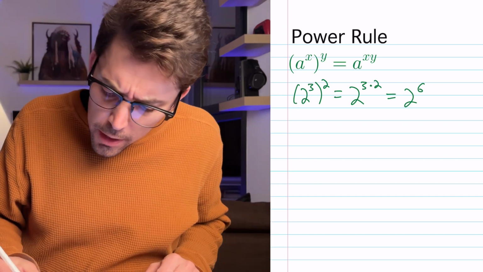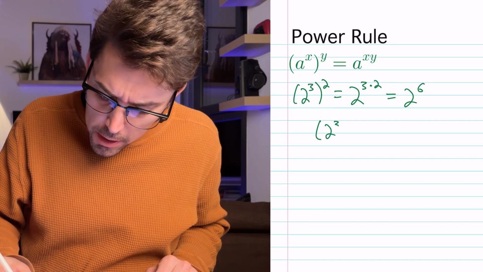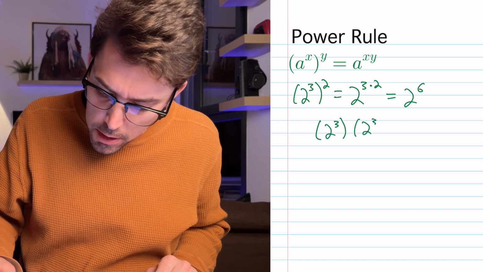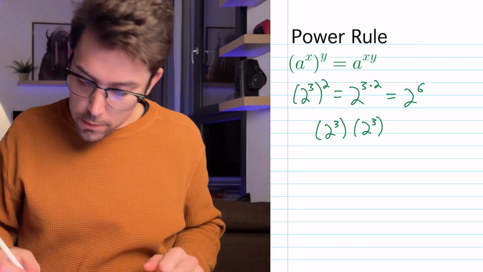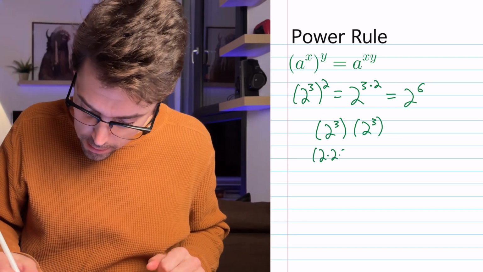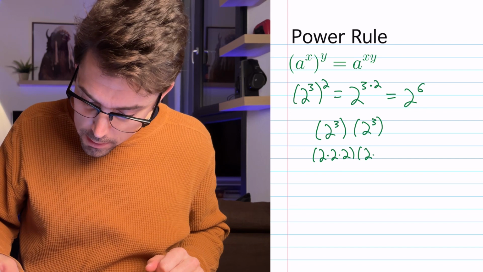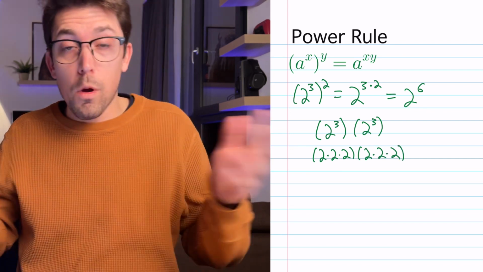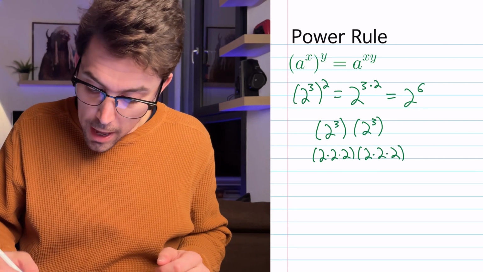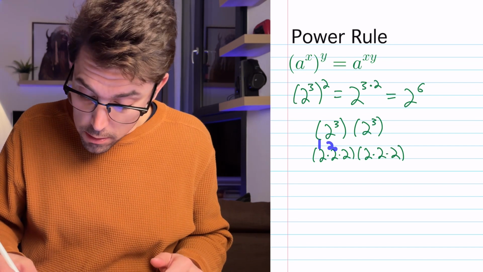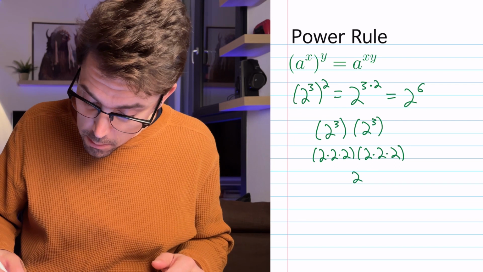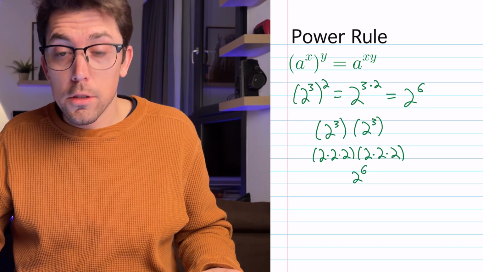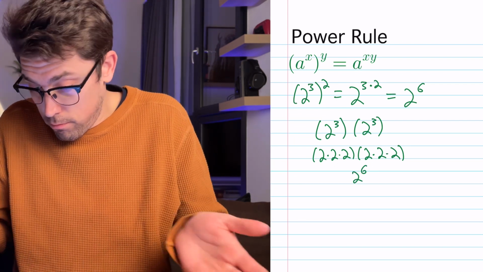Well, if we actually expand this out, let's say we had 2 cubed times 2 cubed. Okay, that's 2 cubed squared. Let's actually further expand this out. So let's say that we have 2 times 2 times 2, and then we have 2 times 2 times 2. So we just wrote out all the 2's. Well, look how many 2's I have multiplied together. 1, 2, 3, 4, 5, and 6, meaning that this is 2 to the power of 6. So that's why the shortcut is what it is.